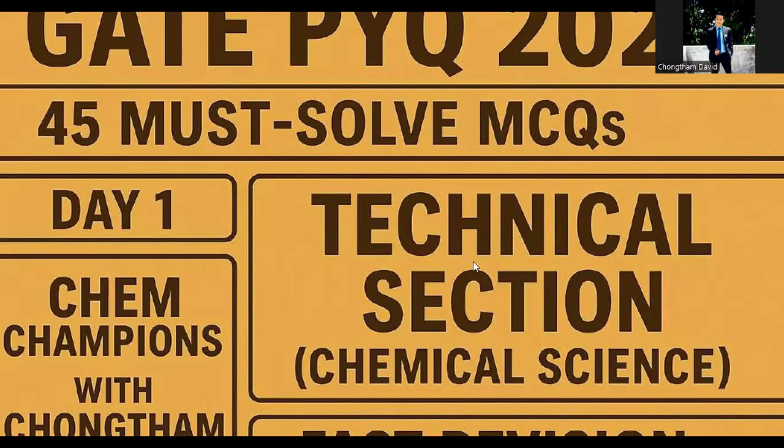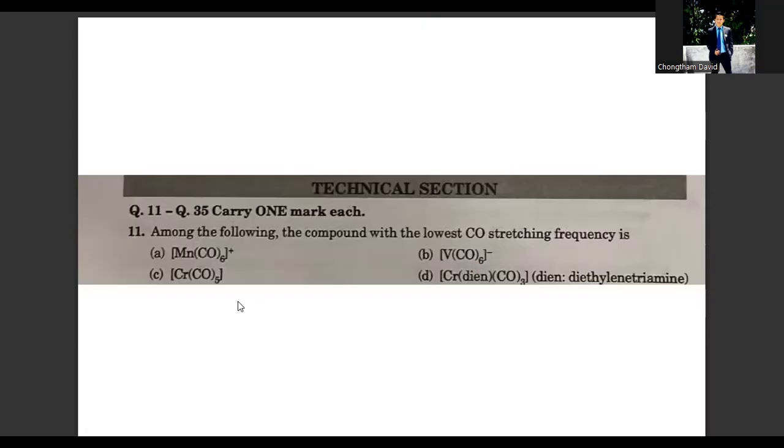Now, let us first start with the technical section, question number 11 from 2024's exam. Among the following, the compound with the lowest carbon-oxygen stretching frequency is given. These are manganese, vanadium, and chromium complexes. The carbon-oxygen stretching frequency in metal carbonyl complexes is influenced by several factors, including the oxidation state of the metal, the electron density on the metal, and the overall electron-withdrawing or electron-donating effects of the ligands. So let's analyze the compounds.